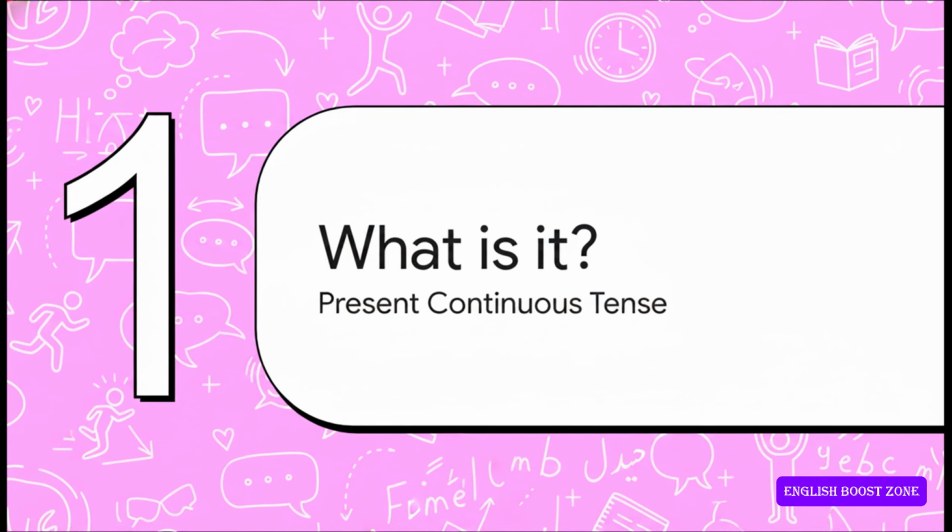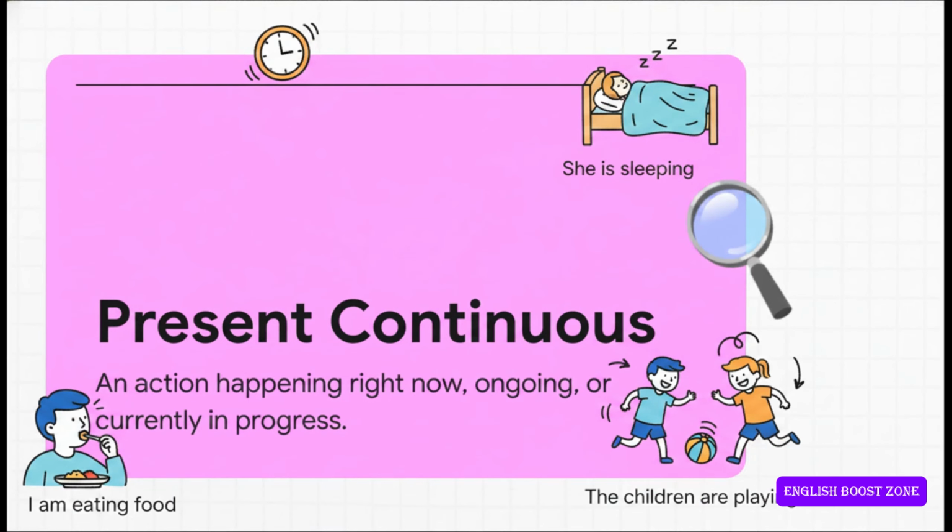All right, section 1. What is the present continuous tense? Well, it's pretty much exactly what it sounds like. The present continuous tense is used to express an action that is happening right now, is ongoing, or is currently in progress. Basically, when an action is actively continuing, this is the tense you want. Think of sentences like, I am eating food, or she is sleeping, or the children are playing. It is all about capturing that action right in the middle of motion.